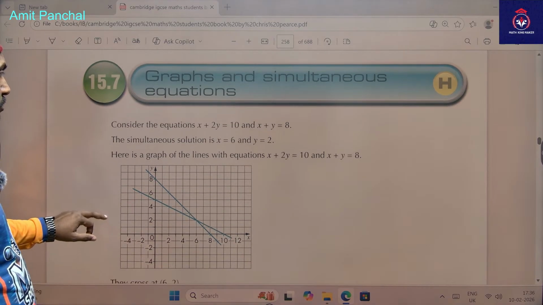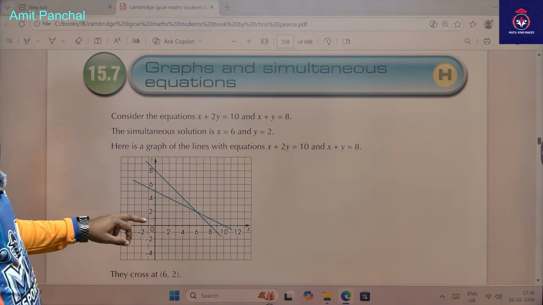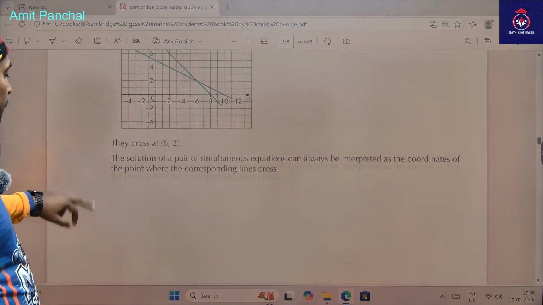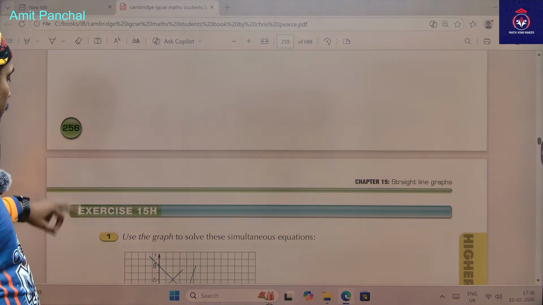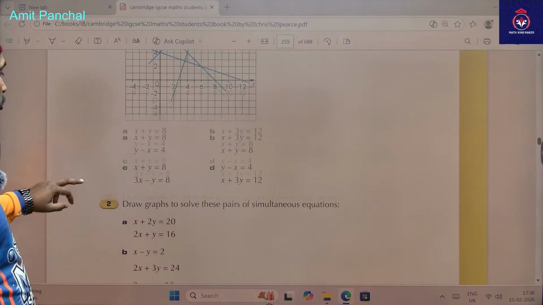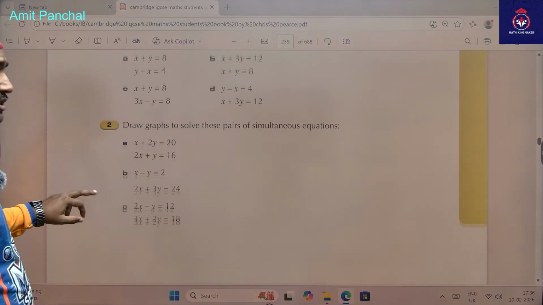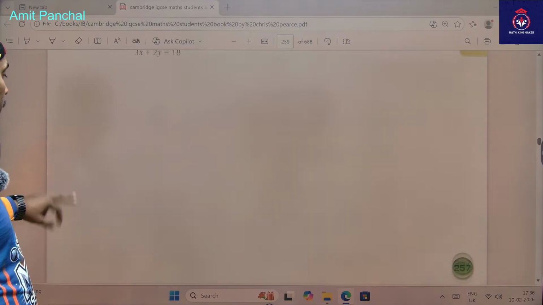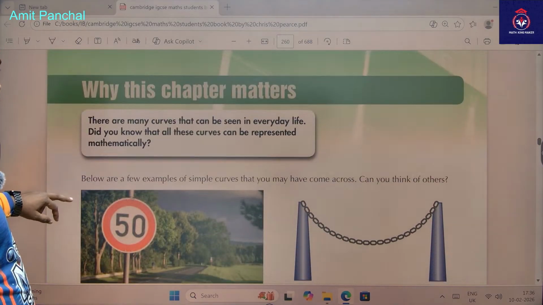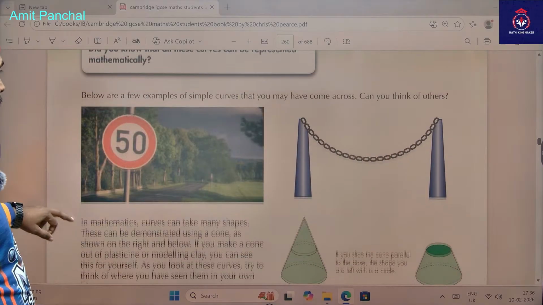Was it not there in my book? It is not there in your book. Yes, sir. Okay. Solution of, I think it should be in the next chapter. So what is the next topic? Graphs of functions. Okay.